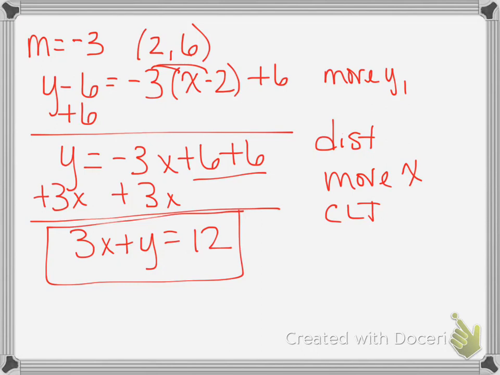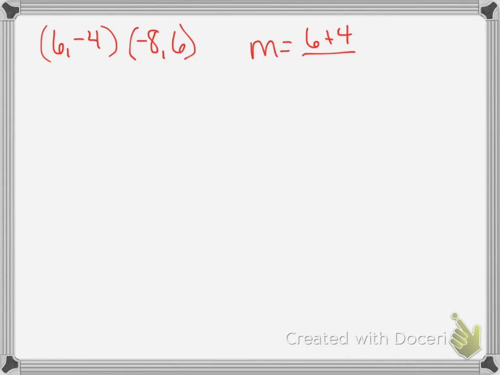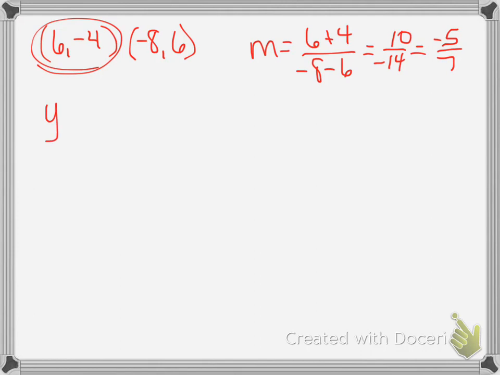So we can do the same thing when we're given only 2 points. So if I gave you 6, -4 and -8, 6, well, we still just have to find our slope first. 6 minus a -4 over -8 minus 6. 10 over -14 is -5/7. And now we're going to do the same thing we did before. I'm going to choose this first coordinate, y plus 4 equals -5/7 times x minus 6.